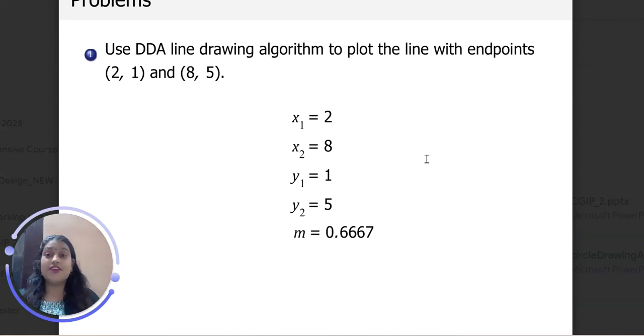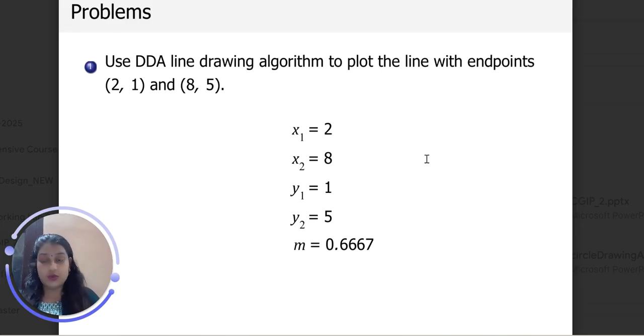Welcome to Drawing Hub. So this is Computer Graphics and Image Processing Module 1 Part 10. In this video we'll be doing problems of DDA algorithm.